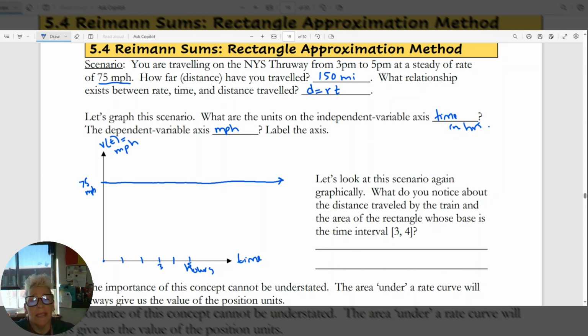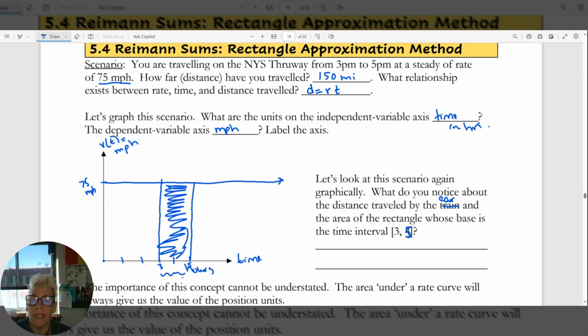All right, so we're going to look at this scenario graphically, and I have 2 typos here. Sorry, we're not on a train. I was going to do a train problem, but we did a car problem. So what do you notice about the distance traveled by car and the area of the rectangle whose base is the time interval from 3 to 5? So I'm asking you to make a rectangle. We don't know why yet, but that's okay. And I ask you, what is the area of this rectangle that we formed?